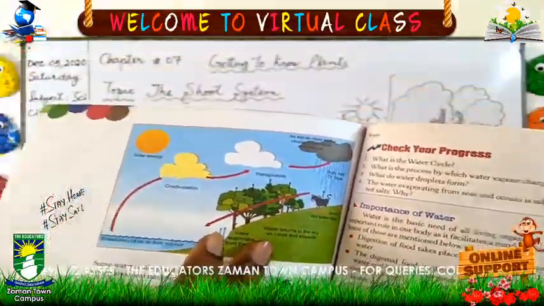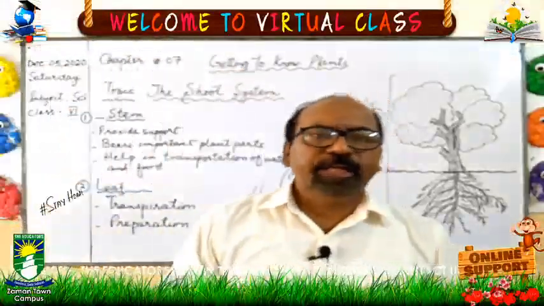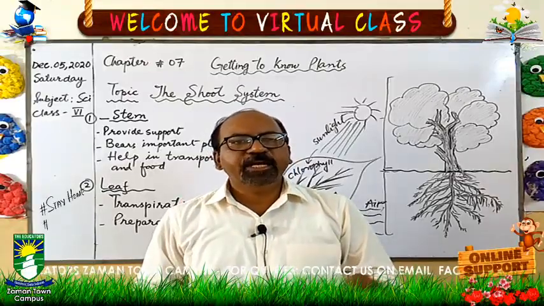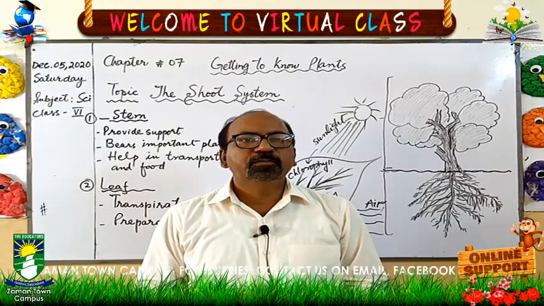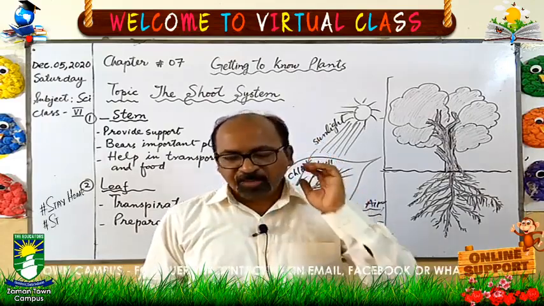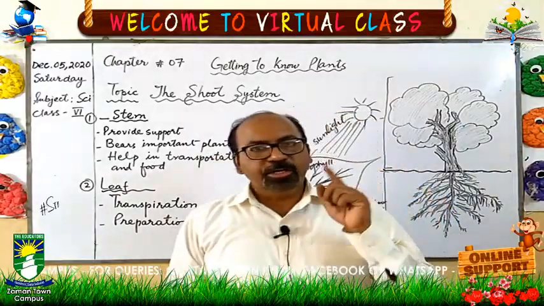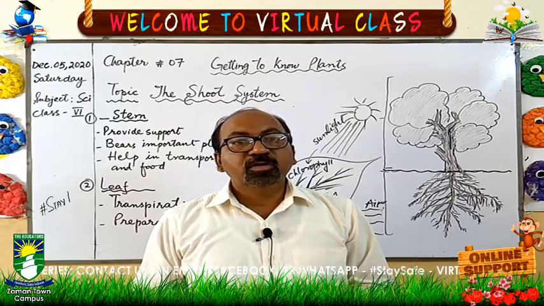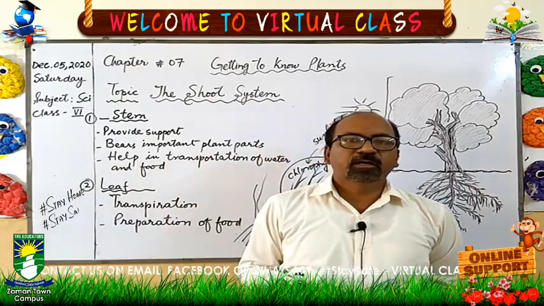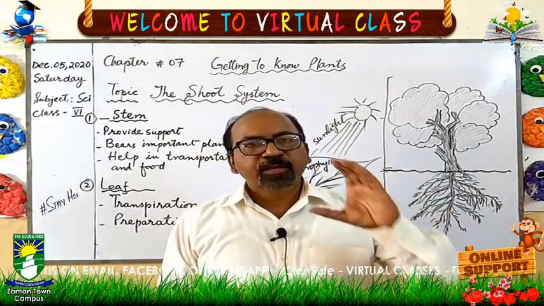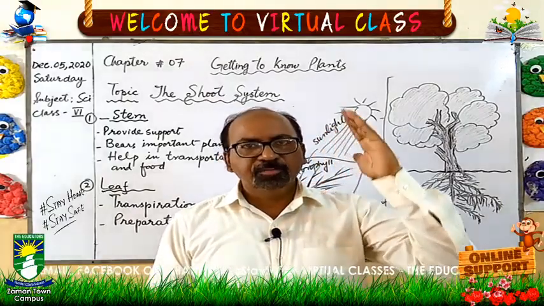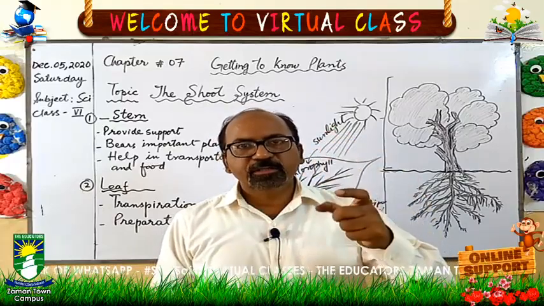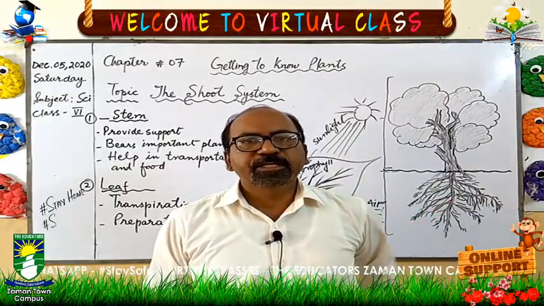Draw a beautiful diagram which shows the water cycle, and take a picture of this diagram and send it to the WhatsApp number of Zaman Town campus. But don't forget to write your name, your class and subject, science project. You will be given 10 marks for this assignment. So you will take a computer paper, draw a beautiful diagram, label it, take a picture and send it to the WhatsApp number of the Educators Zaman Town campus.